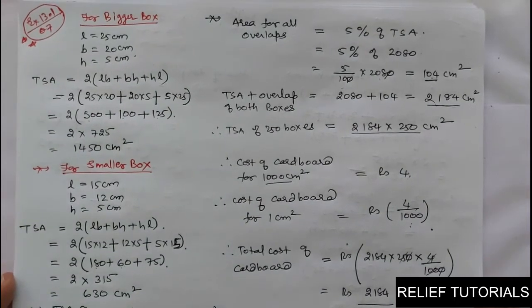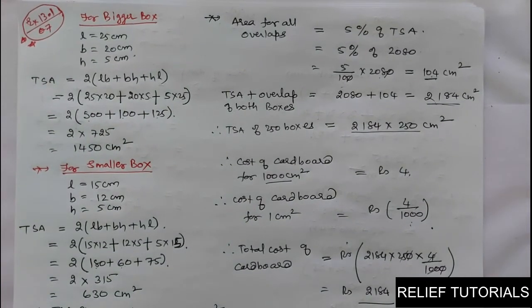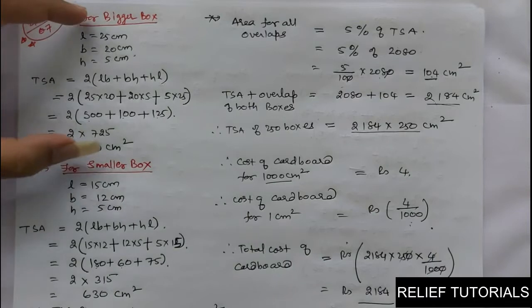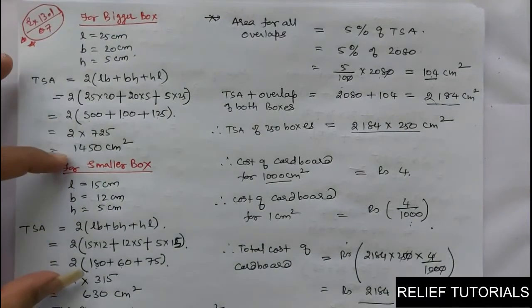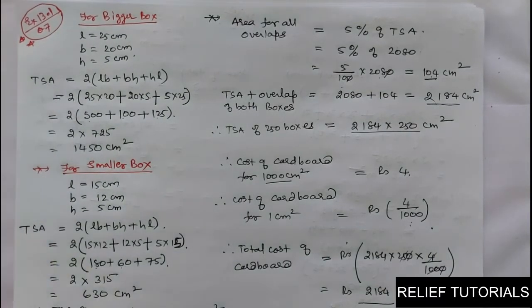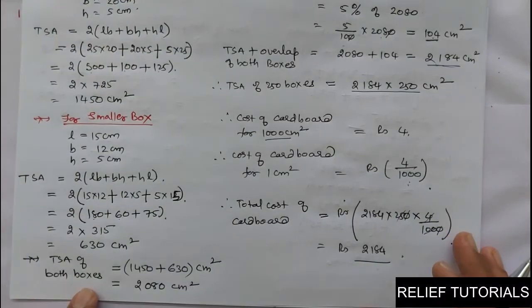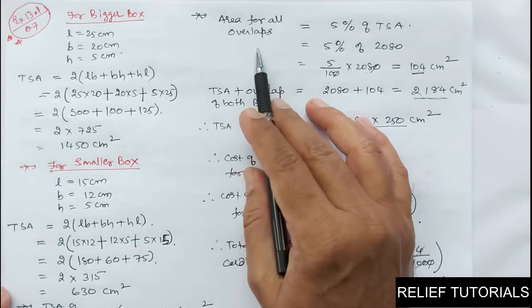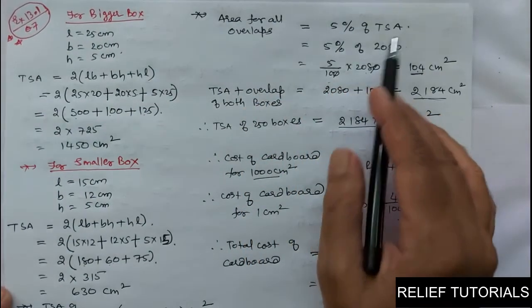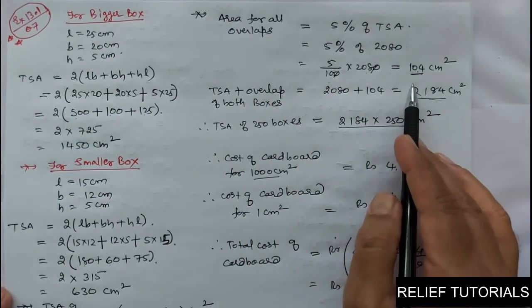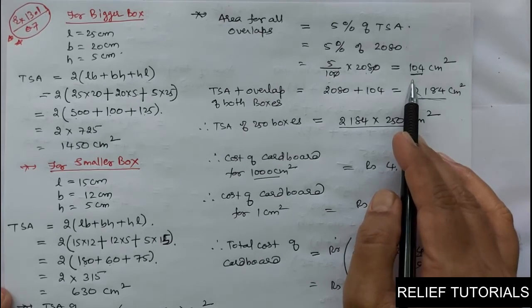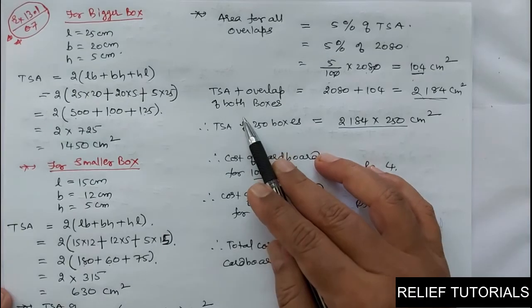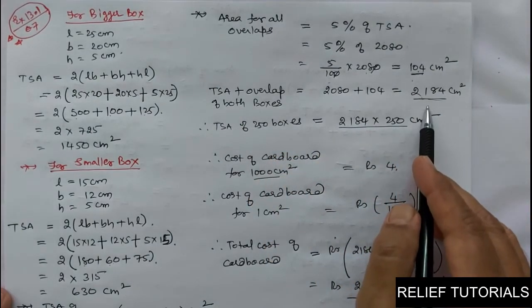See, look at the problem. Simple. What we have done: first we found the area of one bigger box, then the total surface area of one smaller box, then the area of both the boxes. Now 5% overlap is required. So the area for overlap is 5% of the total surface area. So 5% of 2080 is 104. So this much extra cardboard is required along with the total surface area. So total surface area plus overlap is equal to 2184 centimeter square for one bigger and one smaller box.